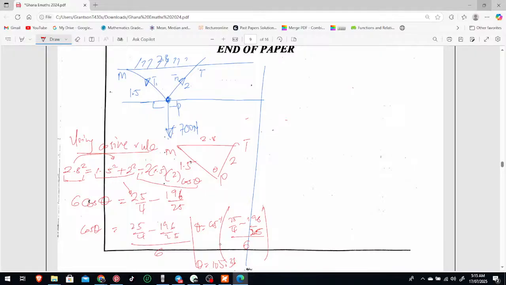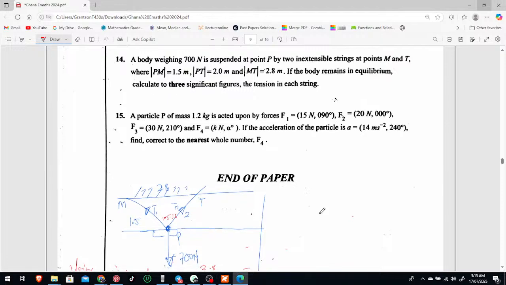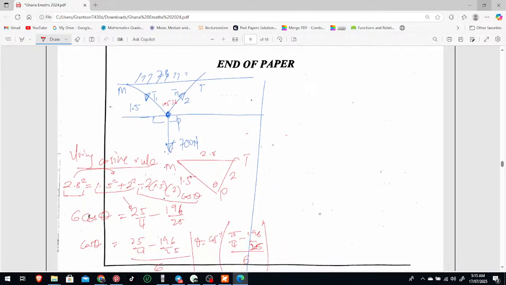So if it is 105.36, let's go read the question again, if you are missing something. If the body remains in equilibrium, calculate, to 3 significant figures, the tension in each string. So we are now coming to find the tensions in the string.